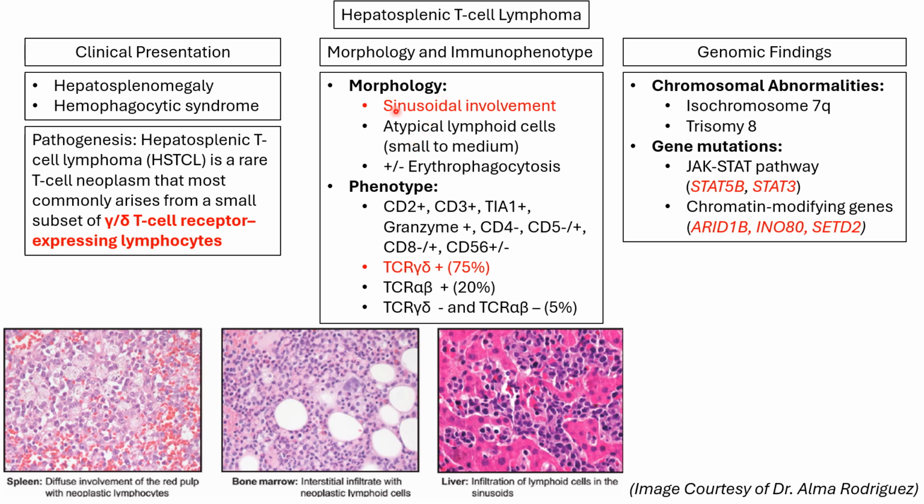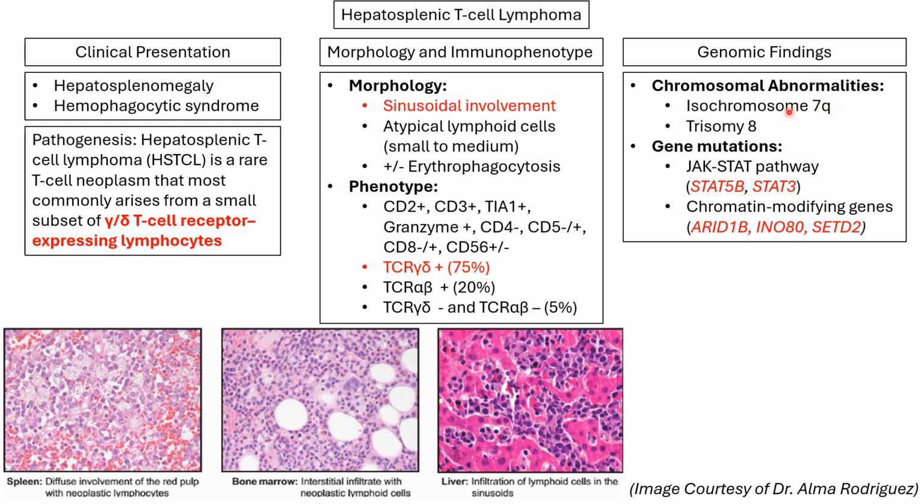And morphologically, these neoplastic cells are small to medium in size. Erythrophagocytosis can be seen. Phenotypically, CD2 positive, CD3 positive, TIA1 positive, granzyme positive, CD4 negative, CD5 negative, CD8 negative, and CD56 positive. TCR gamma delta can be positive in 75% of the cases of hepatosplenic T-cell lymphoma. 20% can be positive for alpha beta, and 5% can be negative for both gamma delta and alpha beta.